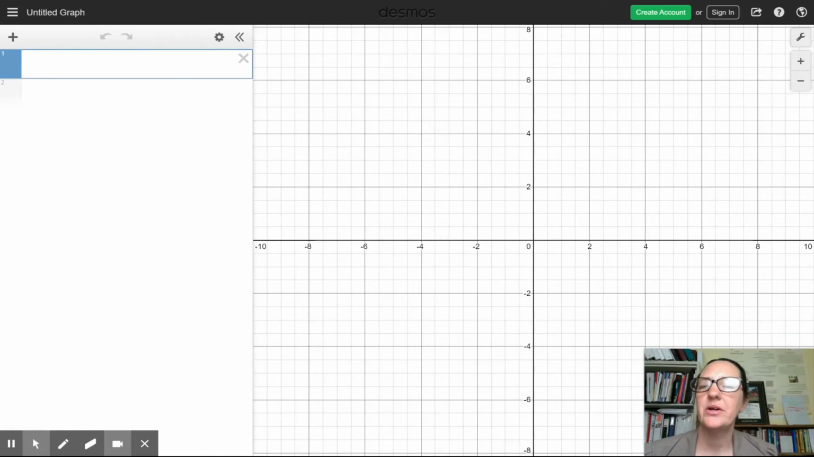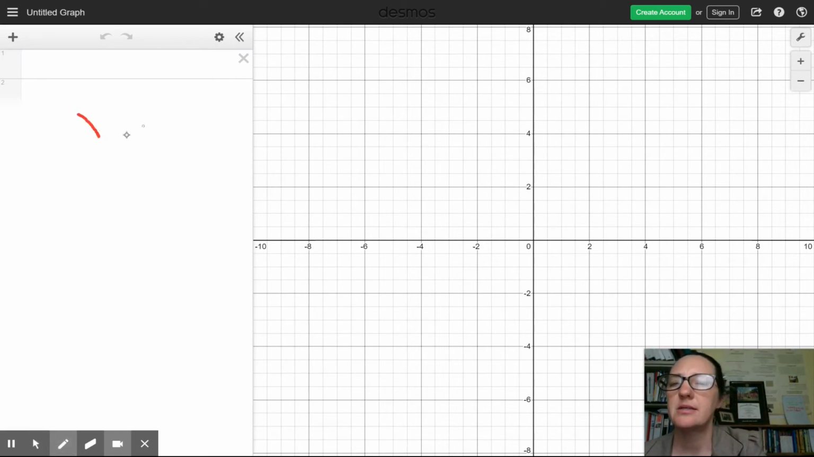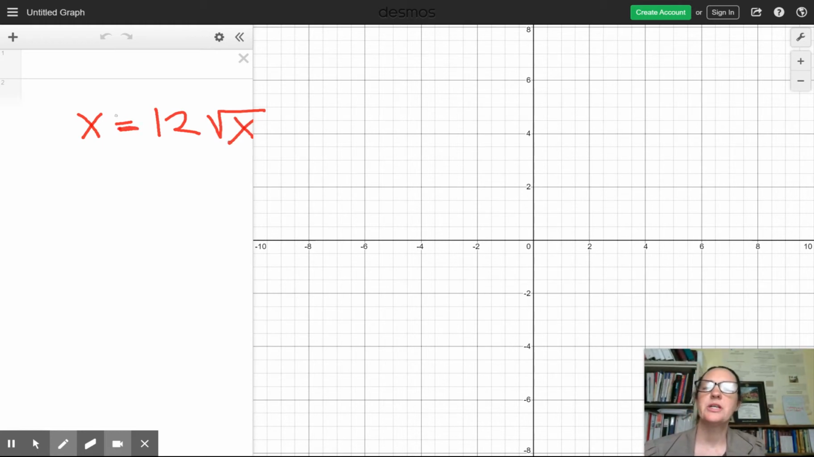Hi, today we are going to solve a problem with a square root in it. Let's say we have the problem x equals 12 root x.